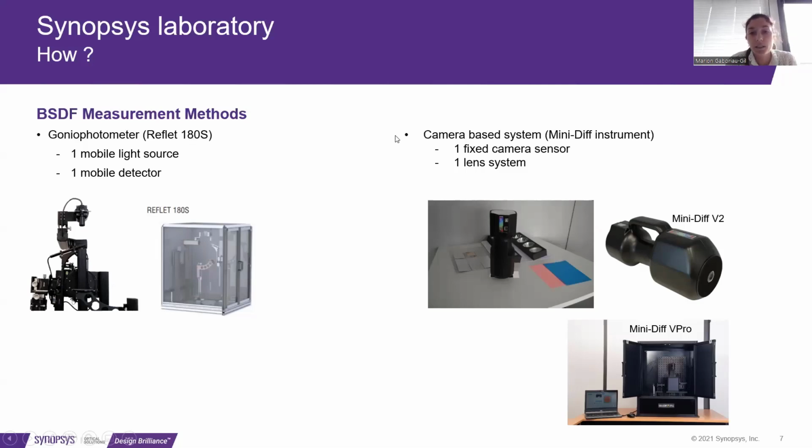The other way is a system based on a camera with a system of lens which permits to collect the scattered light and send it to the camera. We are equipped with these two kinds of systems.